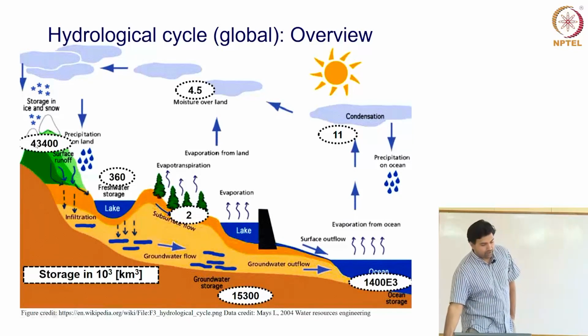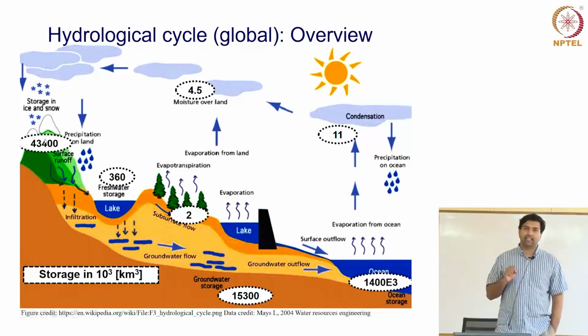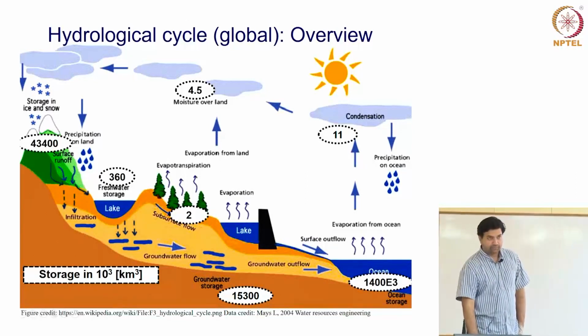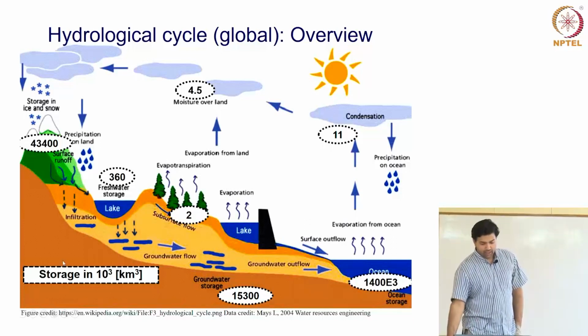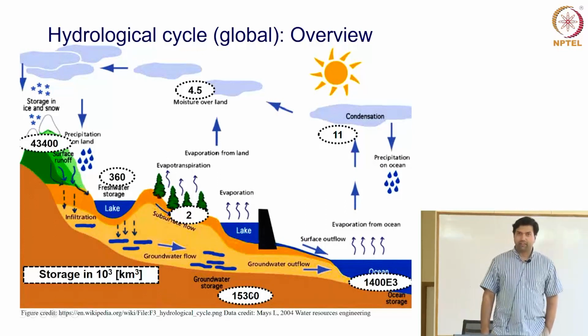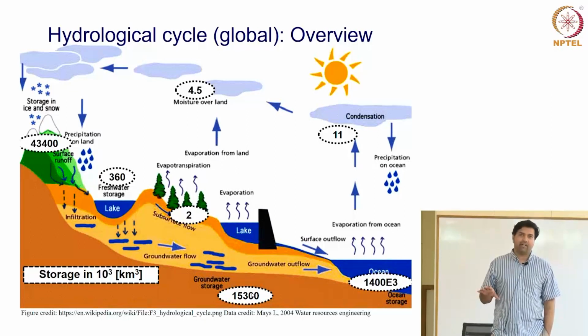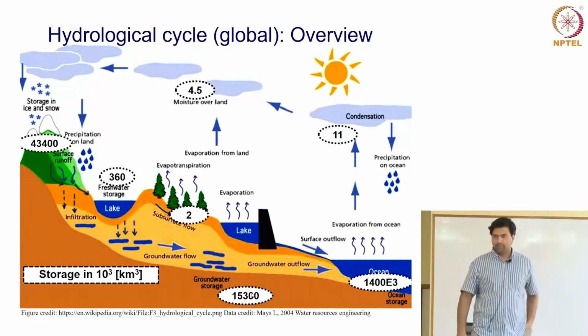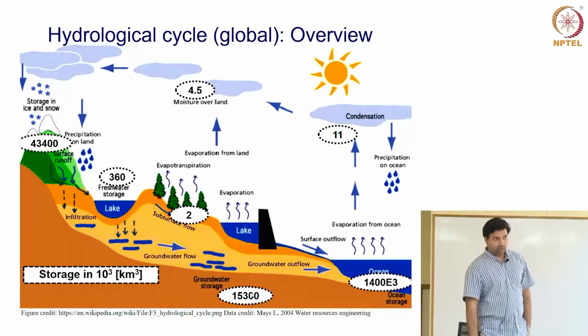Then we have a large amount of water, about 43,000 cubic kilometers, locked in ice caps, as snow and ice and things like that. And then you have a fairly small fraction of that as freshwater storage in lakes and surface waters. Another significant portion of storage is in your groundwater, about 15,000 cubic kilometers. On an annual average scale, there may be some variability between years, but overall these are the numbers that you can think about. So now this is the storage.